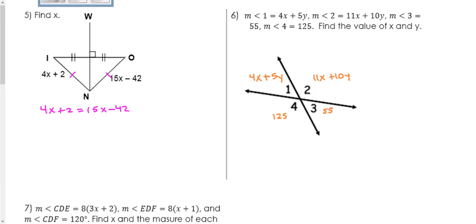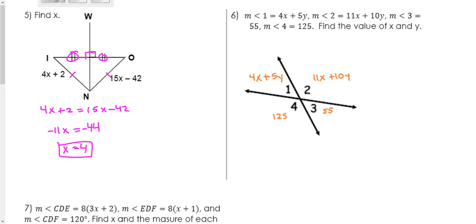Alright, so I've set up the equations for you because I'm hoping you at least got that far. Because this is a perpendicular bisector, I know that these segments are congruent because they lie on the perpendicular bisector. So here's my equation, set them equal, subtract 15x, you get negative 11x, subtract 2, you get negative 44, which means x is 4. Hopefully I got that right.